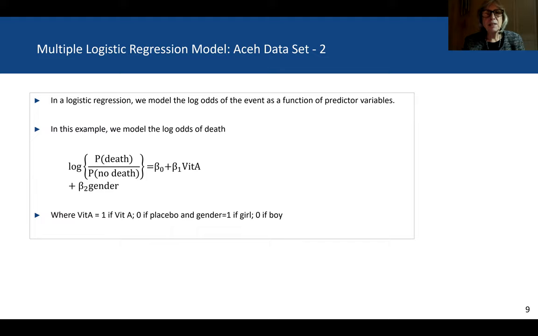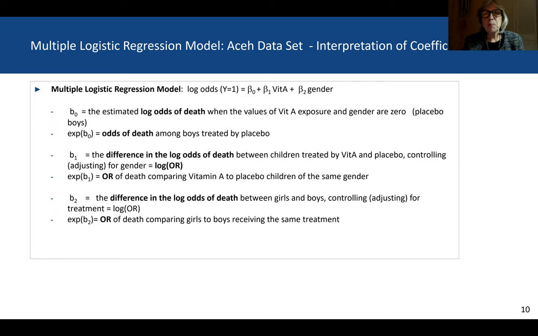So in this regression model, we model the log odds of the event as a function of predictor variables. And we keep in mind that vitamin A is coded as 1 if vitamin A, 0 if placebo, and gender is coded as 1 if a girl, 0 if a boy. So the interpretation of our regression coefficients comes from inspecting the model that we see written on this first line. The log odds of death equals beta naught plus beta 1 vitamin A plus beta 2 times gender.